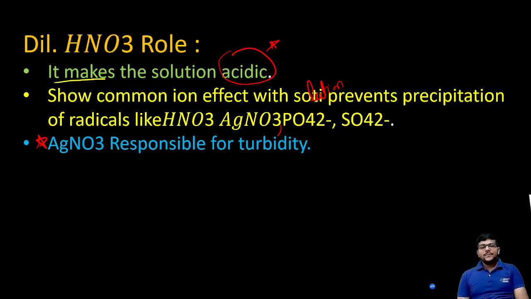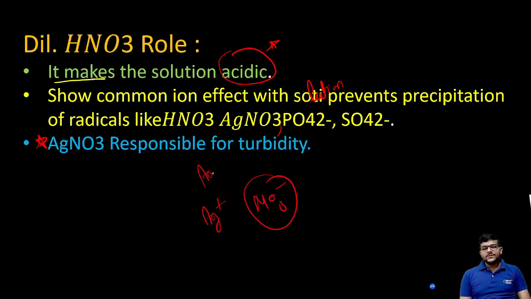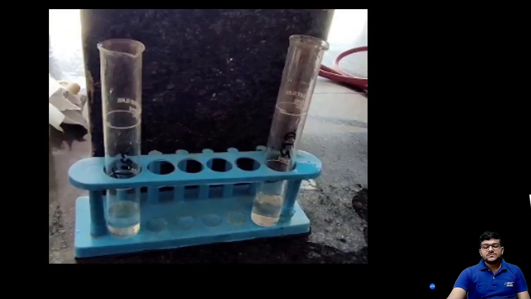You are able to see that Ag positive and NO3 negative make AgNO3. Got it? And from HNO3 there is also NO3, so there is a common ion, the nitrate ion. That's why dilute HNO3 is showing the common ion effect, and this can prevent the formation of radicals like HNO3 and AgNO3. Got it? This is the common reaction of our limit test of chloride.